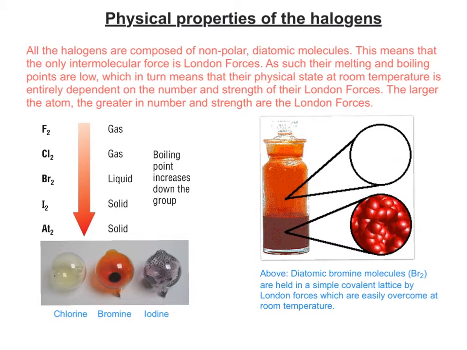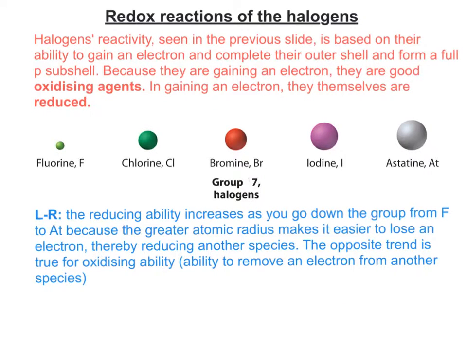So now let's have a look at some of the chemical properties on a simple scale of the halogens. So the reactivity of the halogens is entirely dependent on their ability to gain an electron. So all of the clips that you saw on the previous screen were involving the halogen atom gaining an electron from another species, another atom, another element of some kind.